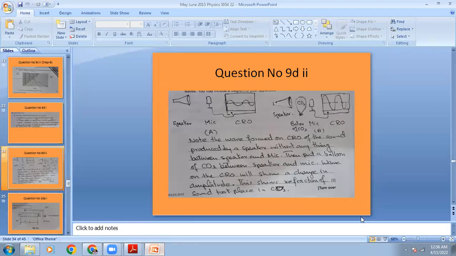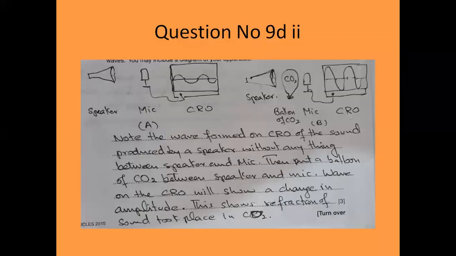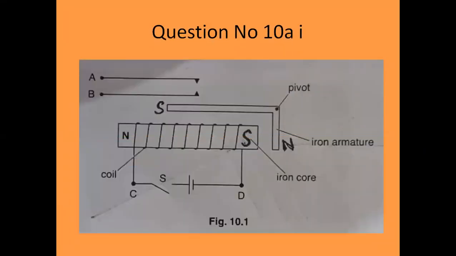It's a 2 marks question. So let me show you. So you can see here we will have a south pole, north pole, and south pole.